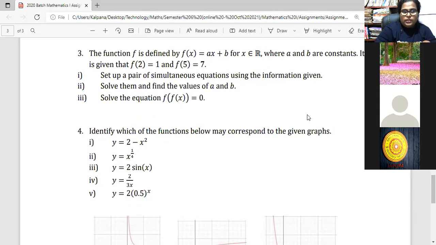Right, so in the first part, you have to set up a pair of simultaneous equations using the given information. And after solving these two simultaneous equations, you can find a and b. And after that, at the third part, you have to solve this composite function f of f(x) equals 0. Okay, we'll see how to solve this one.